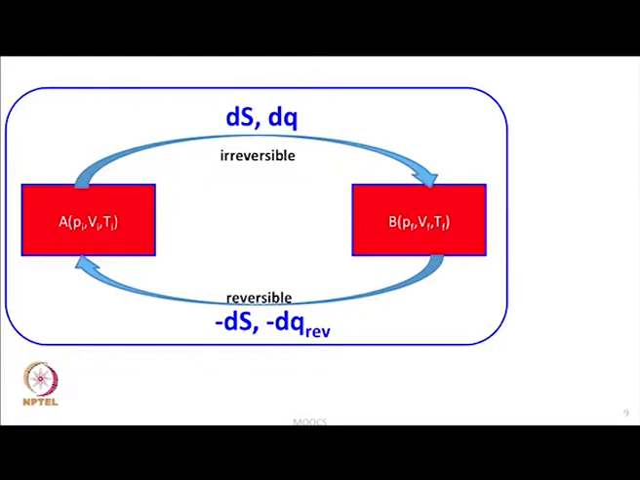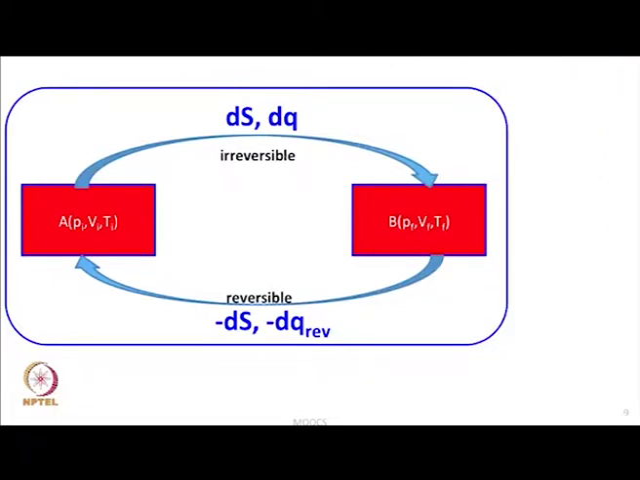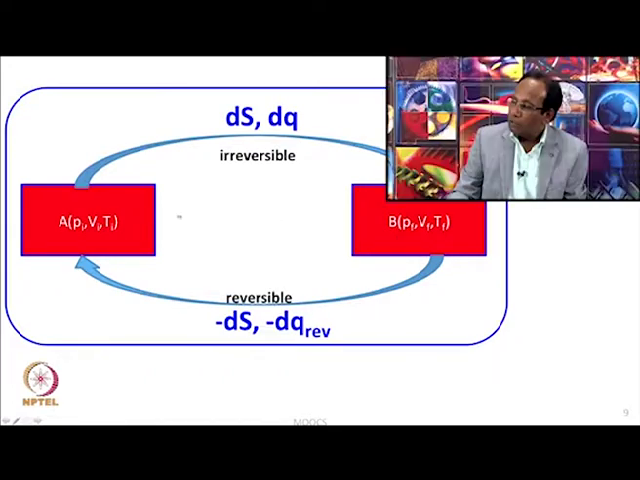Please pay special attention to this, because the calculation of entropy change in the system is very important. The same formula will be used whether the process is reversible or irreversible, since entropy is a state function. Let us take a look at this figure. We change the state of a system from A to B. A is at some Pi, Vi, Ti. B is at Pf, Vf, Tf.